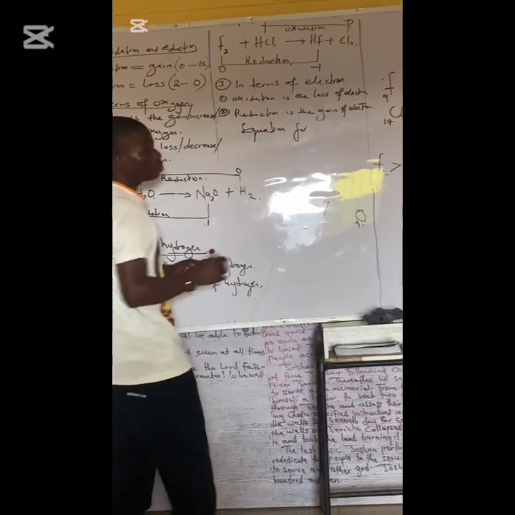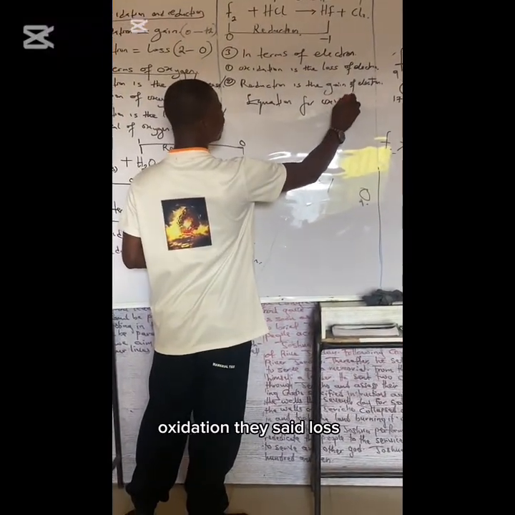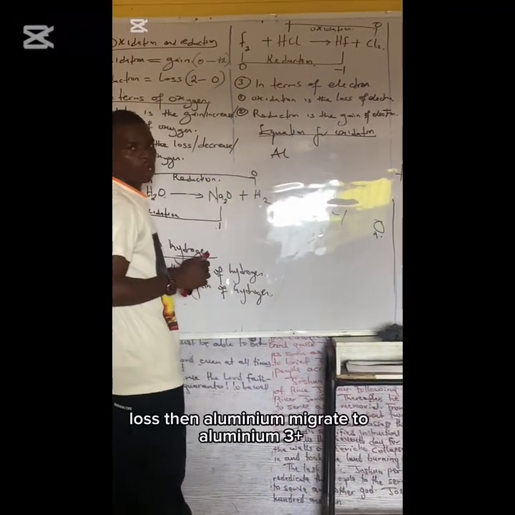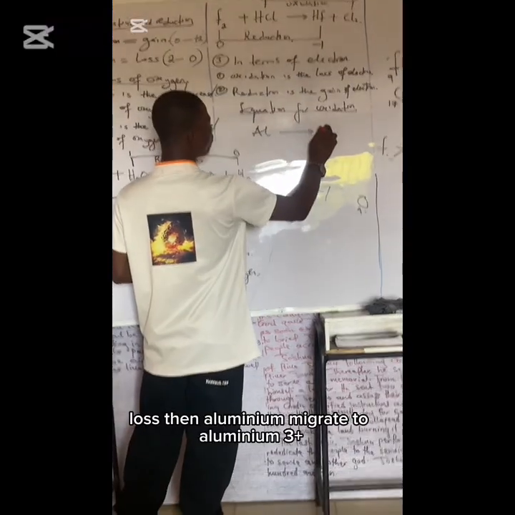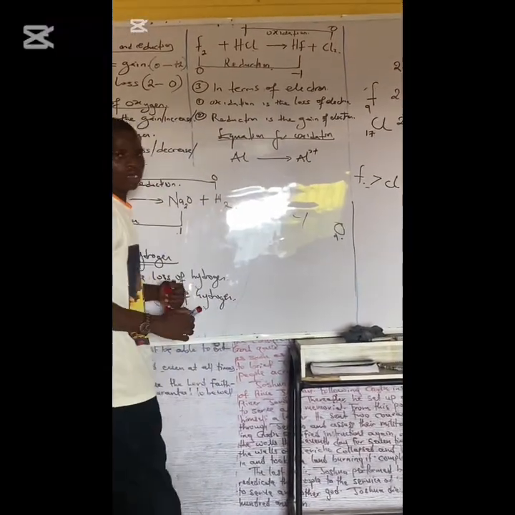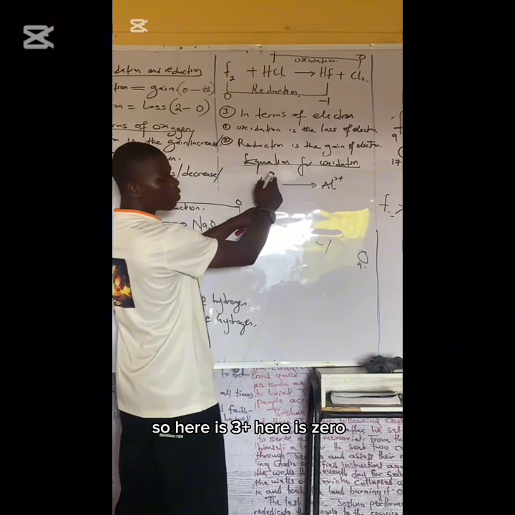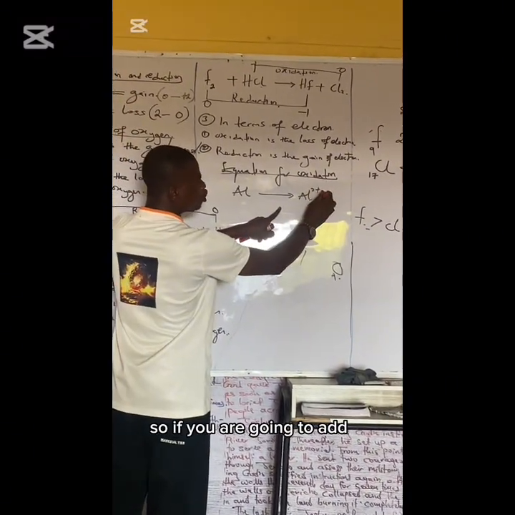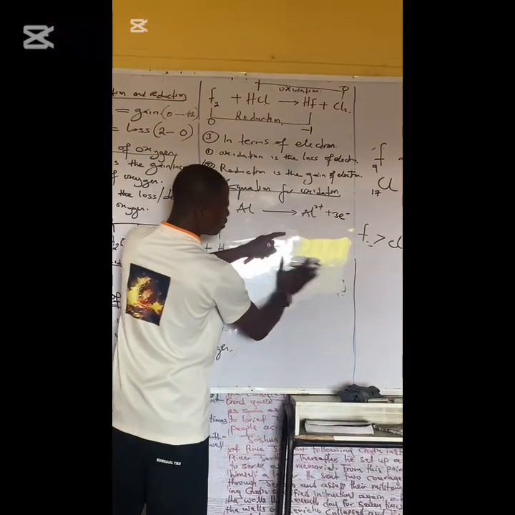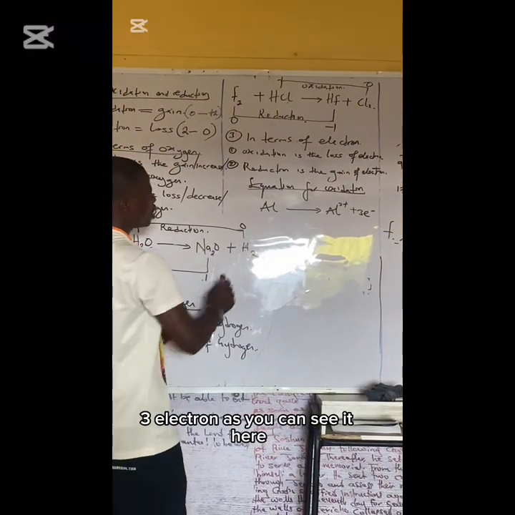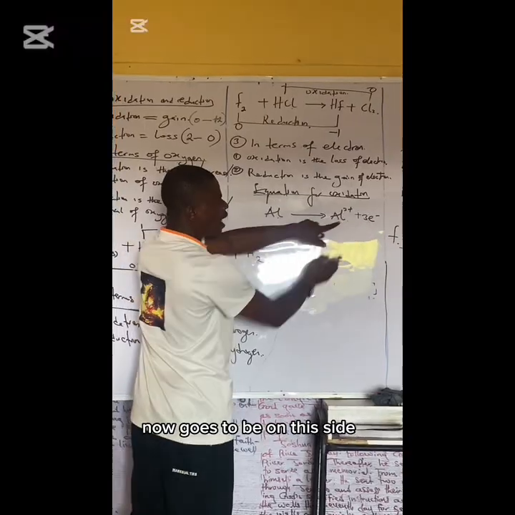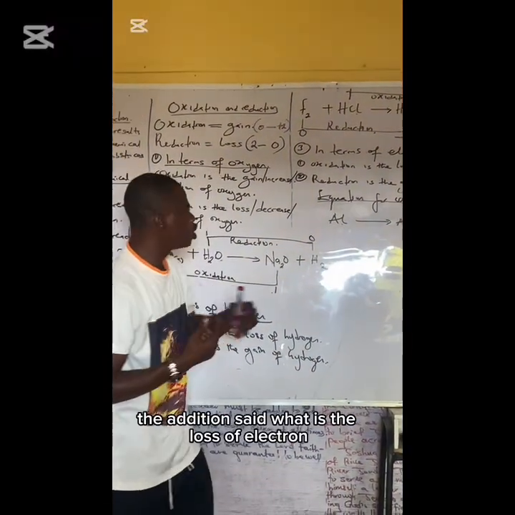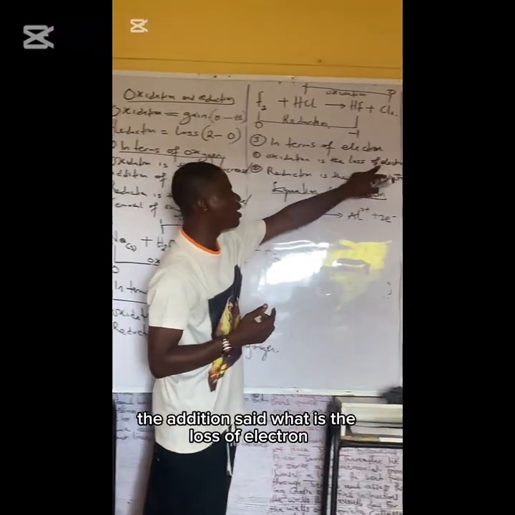for oxidation. They said loss. I'm having aluminium here. Loss. Then aluminium migrated to aluminium 3 plus. So here is 3 plus, here is 0. So if we are going to add electron, it is always minus in chemistry. So if you are going to add that, it will be 3 electrons. As you can see here now, loss is to be at this side. It is gain to be closer to me. The oxidation said it is the loss of electron.